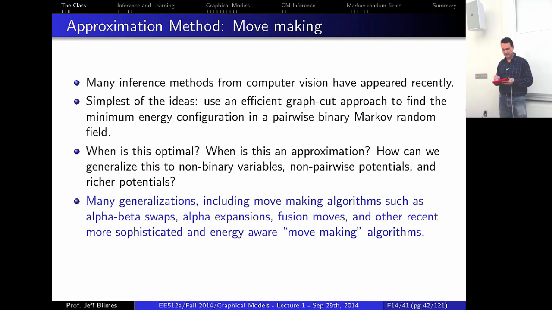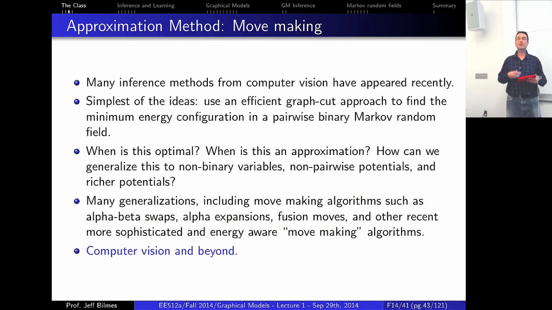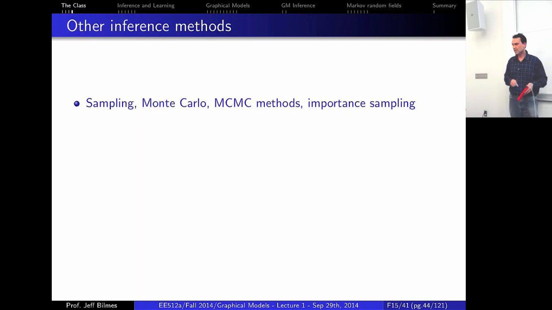And there are many generalizations that do this, like alpha beta swaps and alpha expansions, fusion moves, and many other more sophisticated move-making procedures, which is the general name for this kind of stuff. So we're going to be talking about this both in the context of computer vision, but maybe we'll be hypothesizing how and where it could be used for other applications as well. Like, for example, coding theory, or maybe sequential processing, or for other sorts of applications that graphical models are useful for.